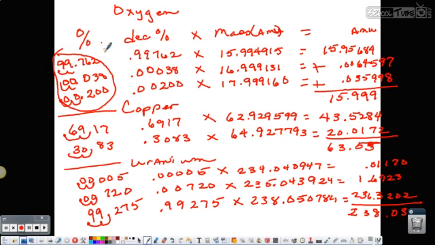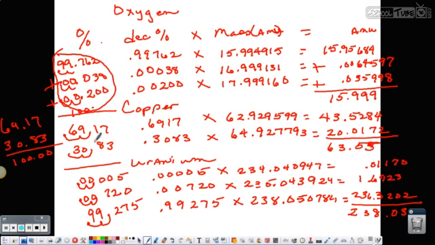If I were to add them all up, 99 plus this percent, it's going to add up to be 100. We always add up to be 100%. So 69.17 plus 30.83 adds up to be 100%. So when we work with percentage, the total percentage is going to be 100.